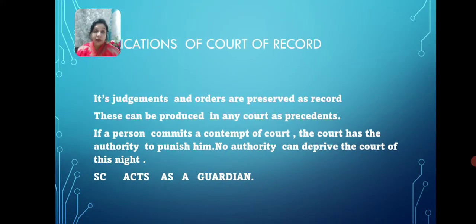Okay, now there are certain implications of the court of record. What are those implications? The court of record has mainly two implications. One is that its judgments and orders are preserved as record. So whatever judgment is given, how many cases are heard, how many cases are finally declared and sorted out, all these things are preserved as a record in the Supreme Court, and these can be produced in any court. For further clarification, if required, these records can be used by any of the lower courts or subordinate courts.